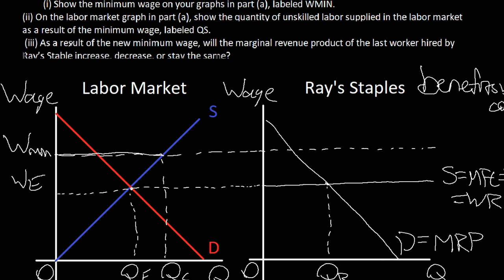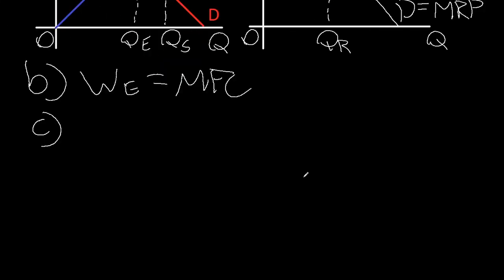So the third and last part is asking, as a result of the new minimum wage, will the marginal revenue product of the last worker hired by Raise Tables increase, decrease, or stay the same? Whenever there's a question that asks how MRP will change due to a new minimum wage, the answer to this very common question is that the marginal revenue product will always just increase.